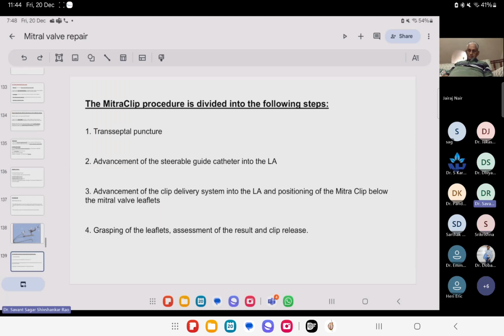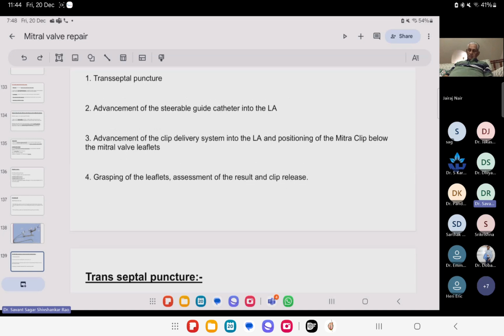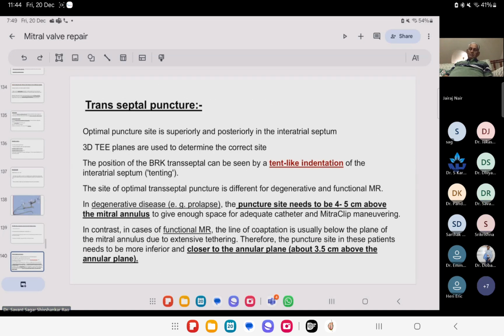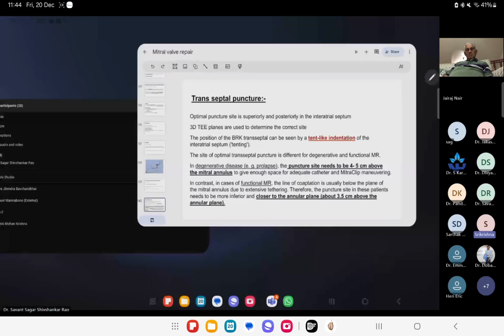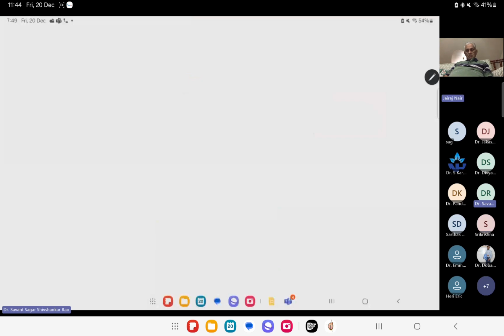The procedure is divided into 4 steps: transeptal puncture, advancement of the steerable guide catheter into the LA, advancement of the clip delivery system into the LA and positioning of the mitra clip below the mitral valve leaflet, grasping of the leaflet, assessment of the result, and clip release. Before going through the procedure, we'll have a video, sir.